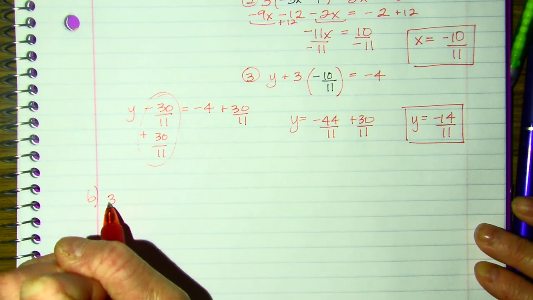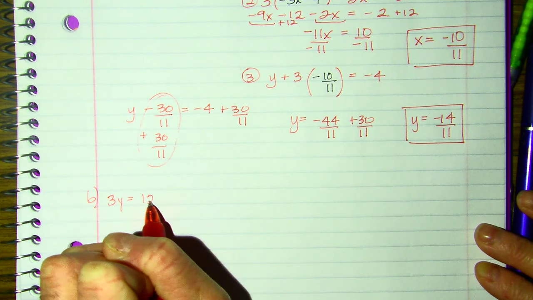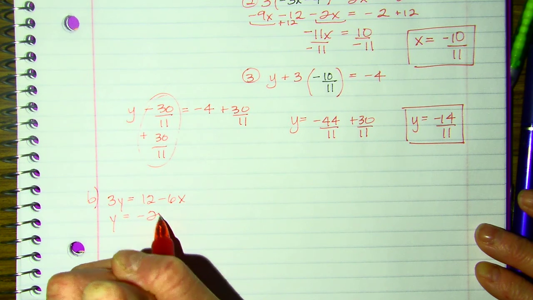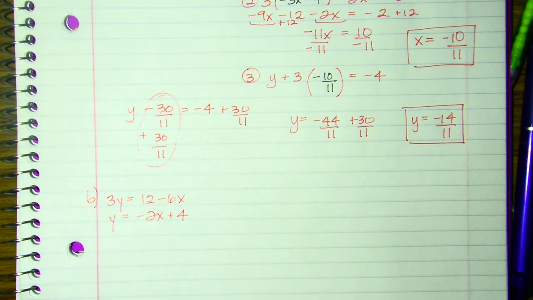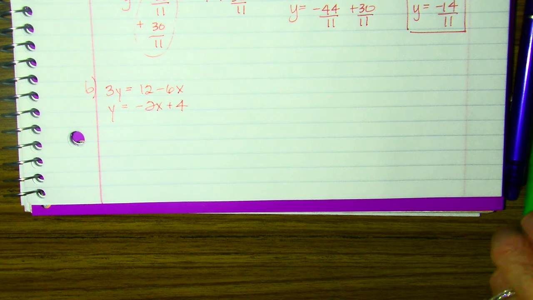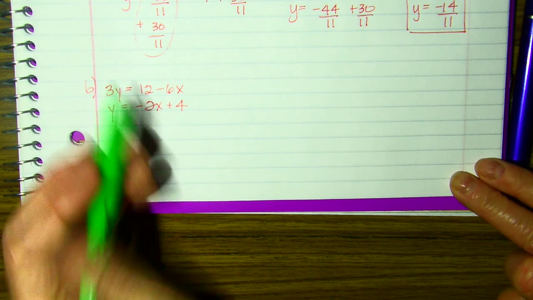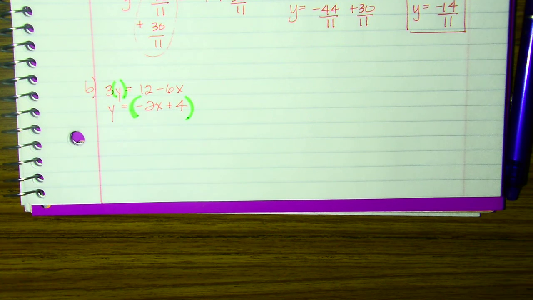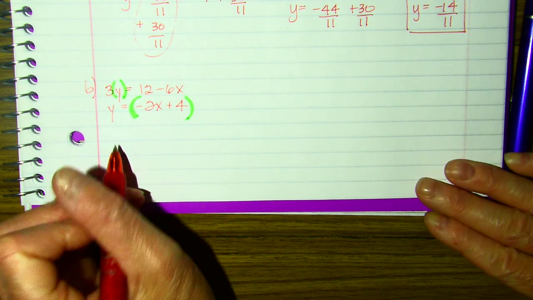B was 3y equals 12 minus 6x, and y equals negative 2x plus 4. Now, if I was you, what would I do? I'd pause my video, and I would say, okay, I have a letter by itself. So I'm going to substitute this into the other equation for y, work it out, then play and check it with mine. So you can check yours now.